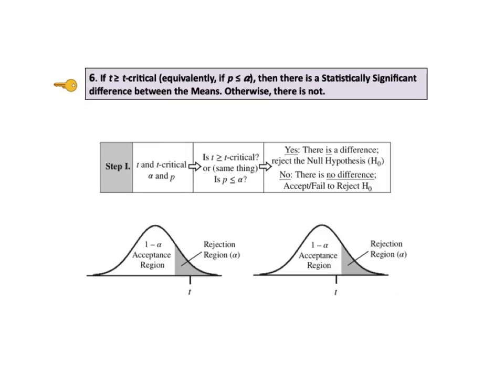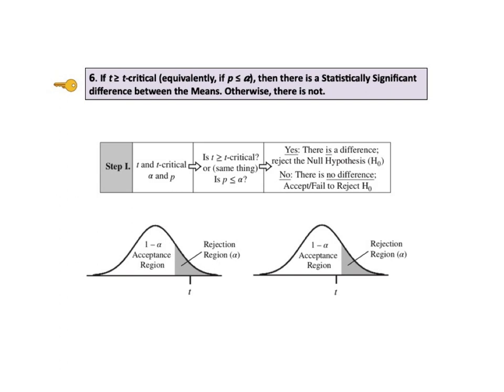KTU number 6 says, if t is greater than or equal to t critical, or if p is less than or equal to alpha, and these two comparisons are statistically the same, then there is a statistically significant difference between the means. Otherwise, there is not.